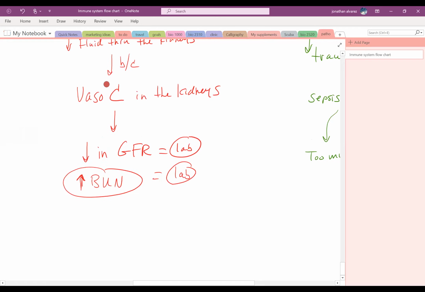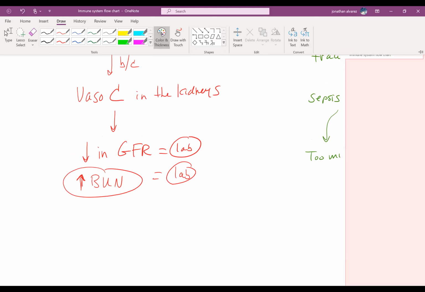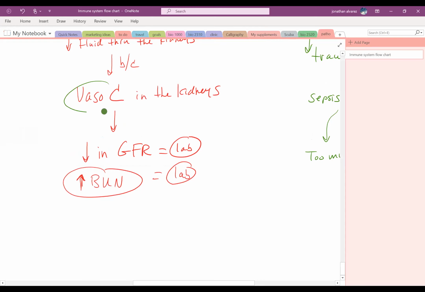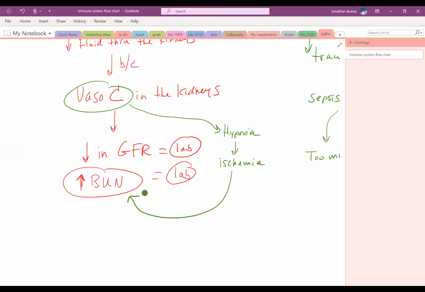Okay, the vasoconstriction causes hypoxia, which causes ischemia, which contributes to more blood urea nitrogen, an increase in blood urea nitrogen.